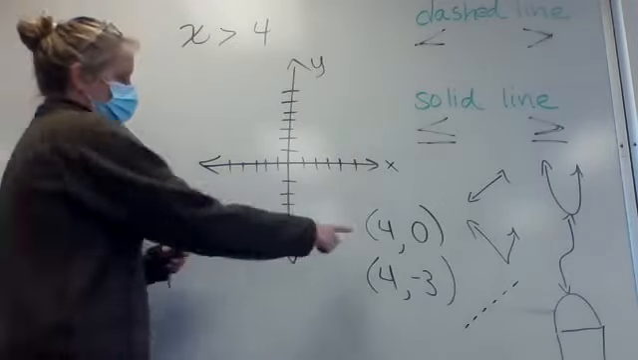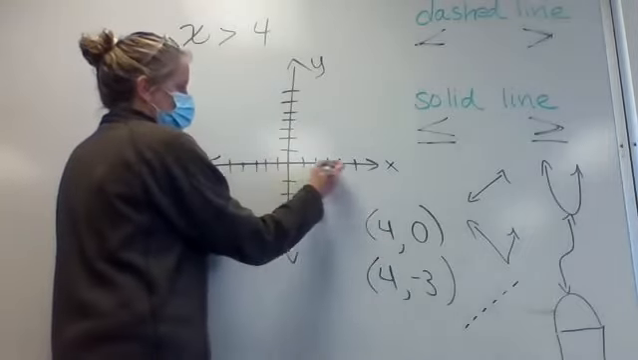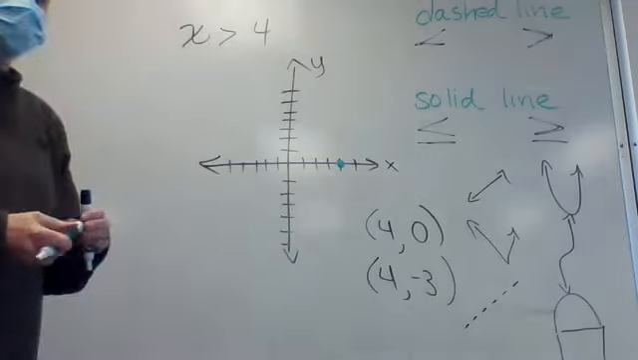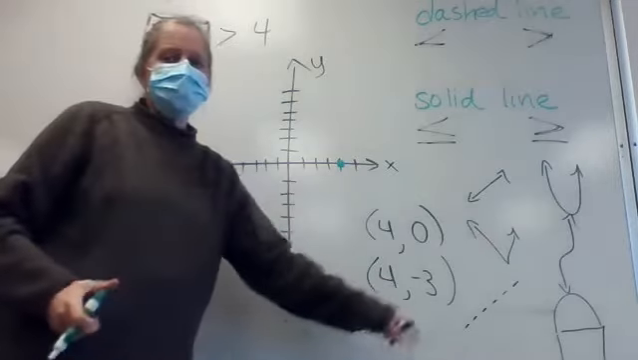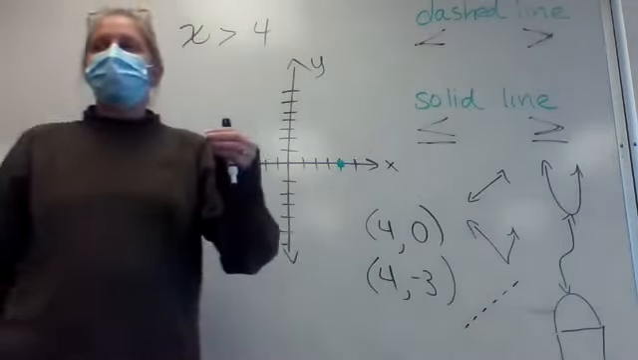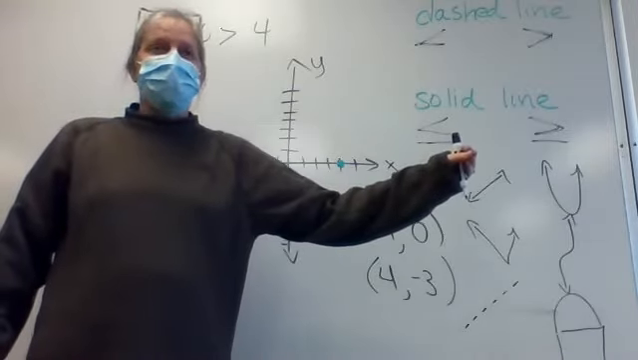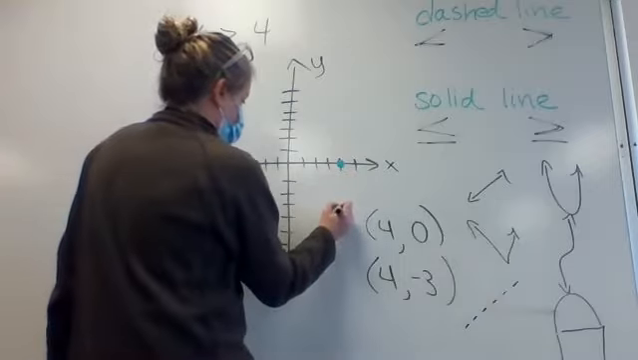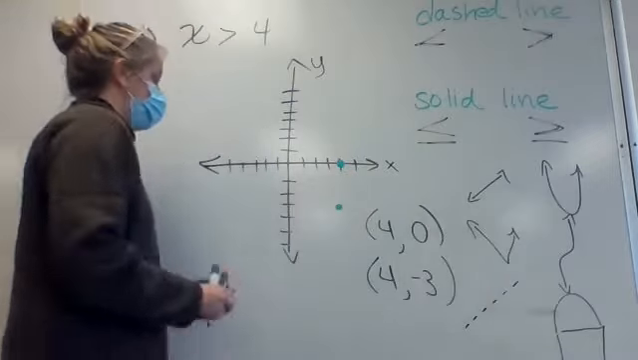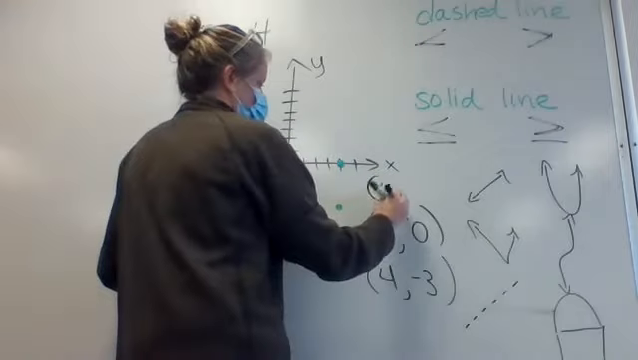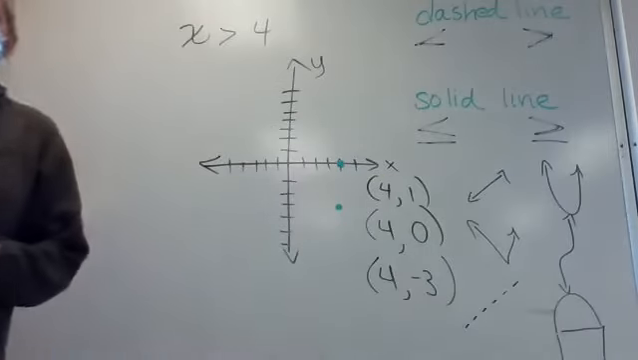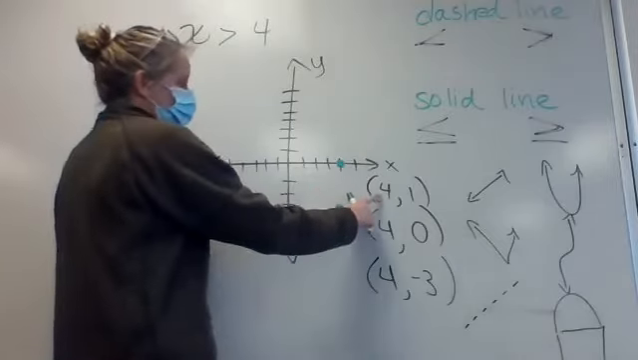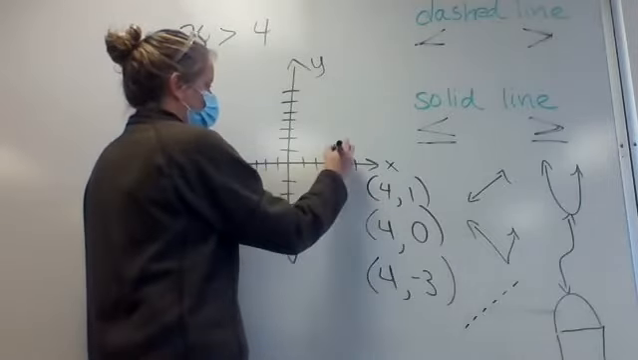Well, if your x is 4, if I do this one, 4, 0. So to the right 4, up and down 0. This one's at 4, -3. Again, I'm going to the right 4. This time I'm just going down 3. So if I did another one, again, the only thing that has to happen is the x has to be 4. This one would say to the right 4, up 1.